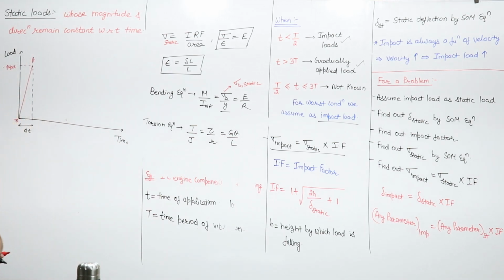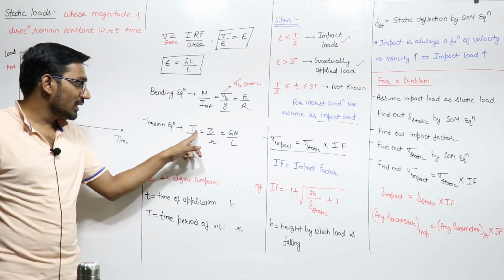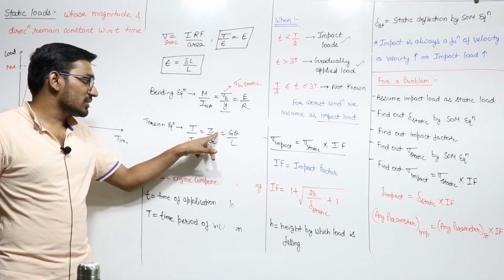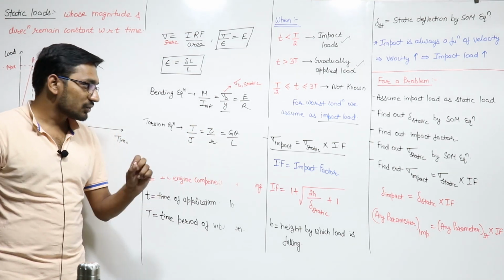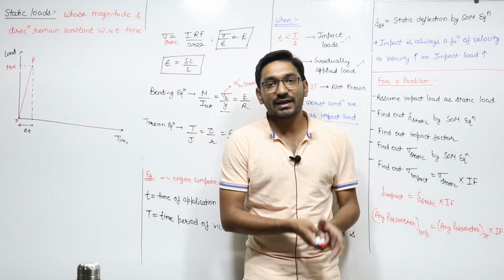This is the torsion equation. In this also, the twisting moment which we are applying is a gradually applied twisting moment, and for this the shear stress which is coming will be the static shear stress. So SOM equations are available with us for the static load.